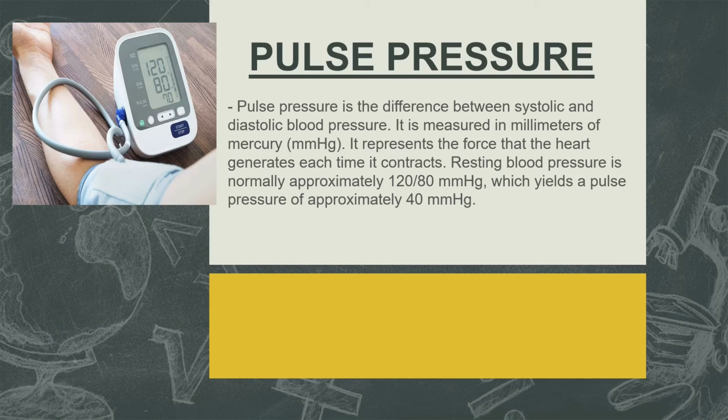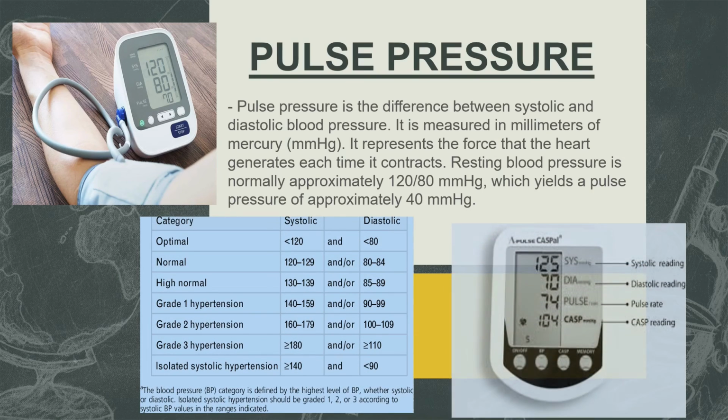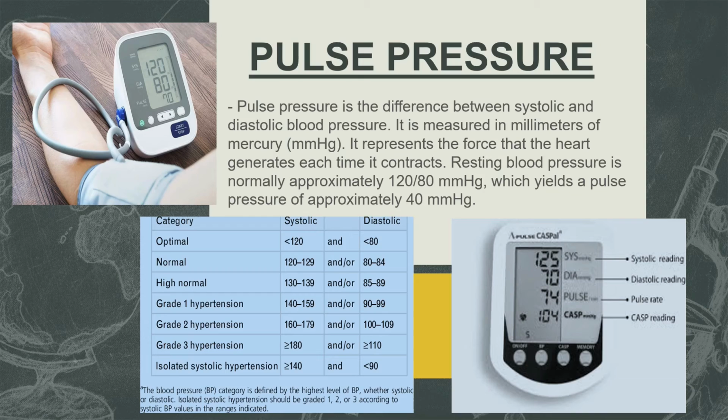As we can see here, it is a sphygmomanometer which is used to measure blood pressure. In order to get pulse pressure, we just need to take the systolic blood pressure minus the diastolic blood pressure reading. For example here, if your systolic blood pressure is 125 mm of mercury and your diastolic blood pressure is 70 mm of mercury, then your pulse pressure would be 74 mm of mercury.